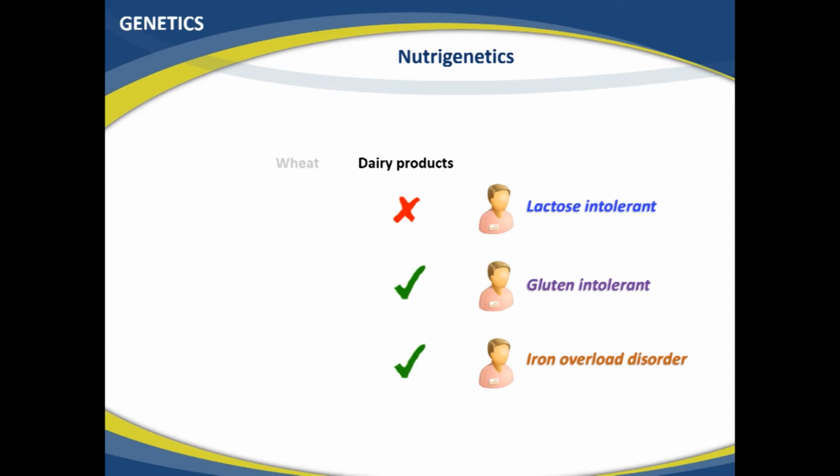Then wheat, maybe wholemeal bread, where you have lots of wheat protein, will not be a problem for a lactose intolerant person. For a gluten intolerant person, it's unhealthy. And for the iron overload disorder person, again, it has lots of fiber, it's good for digestion, it's really healthy. So again, this only applies to some people.